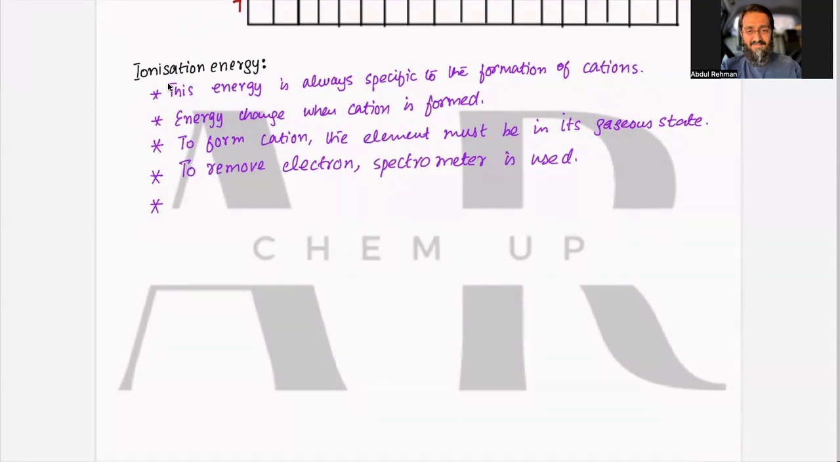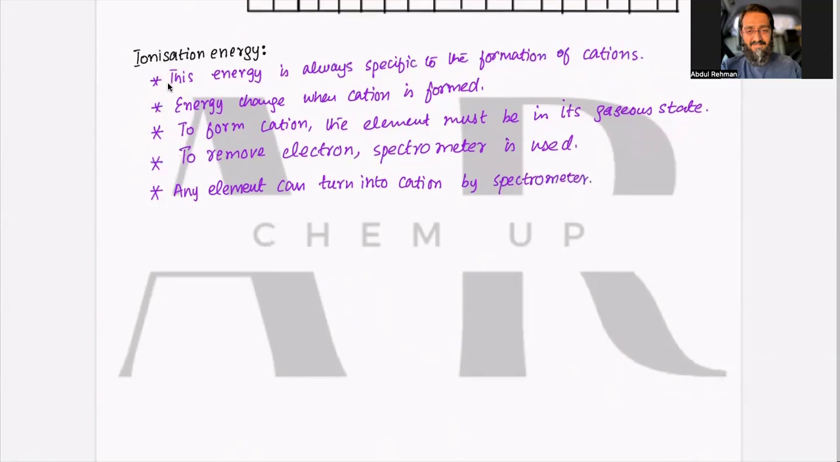Is this understandable? Okay. So that is another important key point for this, that any element can turn into a cation by a spectrometer. Okay.